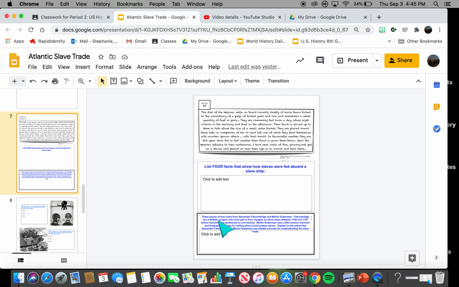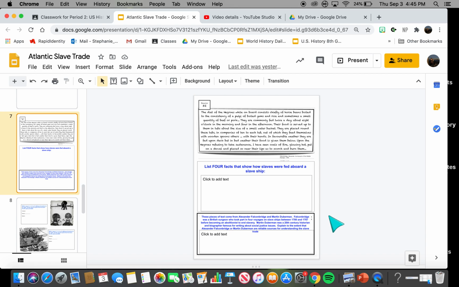And then down here it says, these pieces of text come from Alexander Falconbridge and Martin Duberman. Falconbridge was a British surgeon who took part in 4 voyages on a slave ship between 1780 and 1787, before becoming an abolitionist to end slavery. So an abolitionist is somebody who wanted to get rid of slavery. Martin Duberman was a 20th century historian and biographer famous for writing about social justice issues.